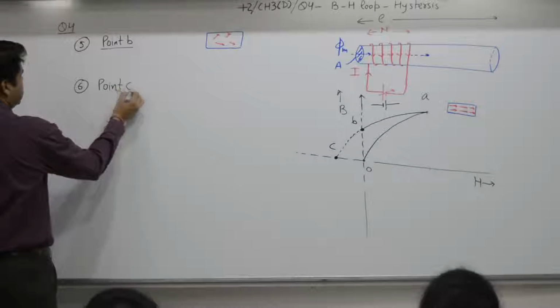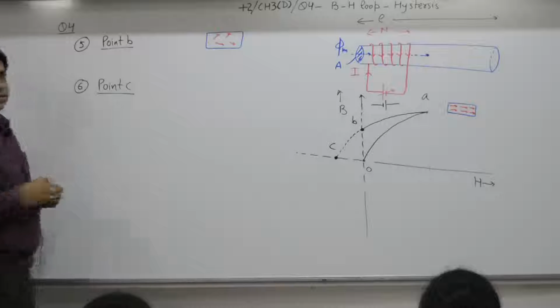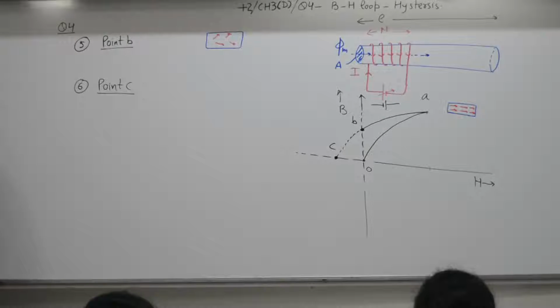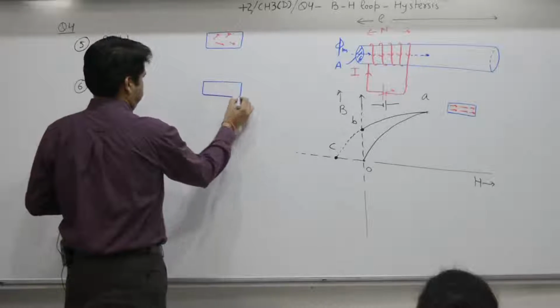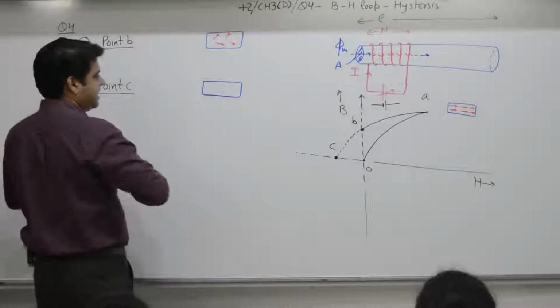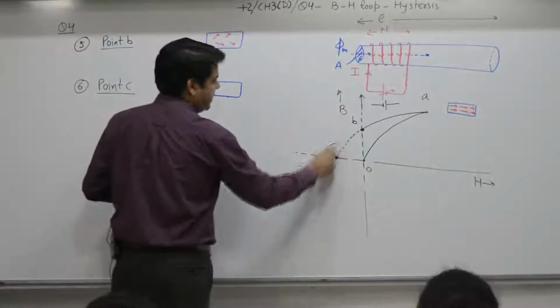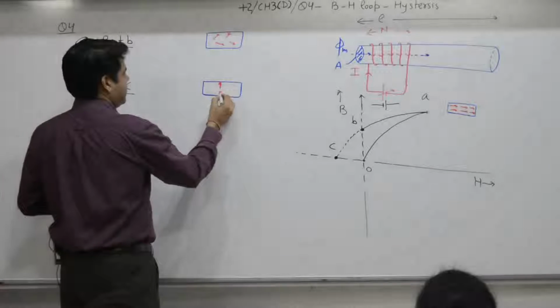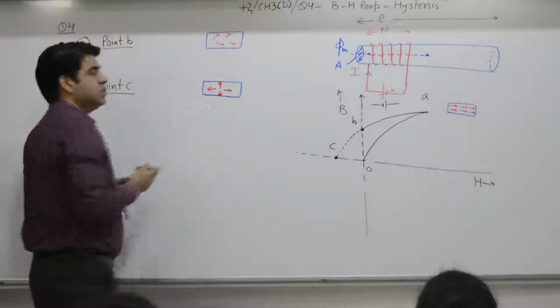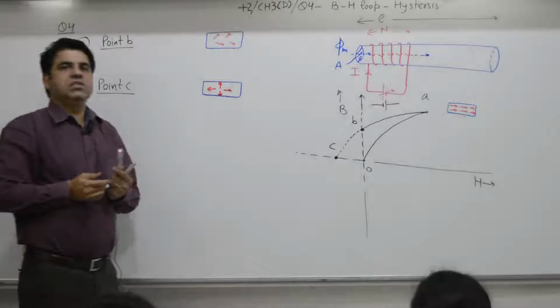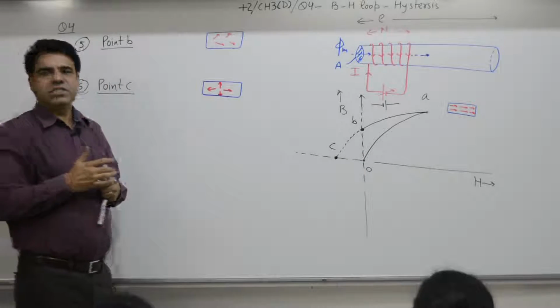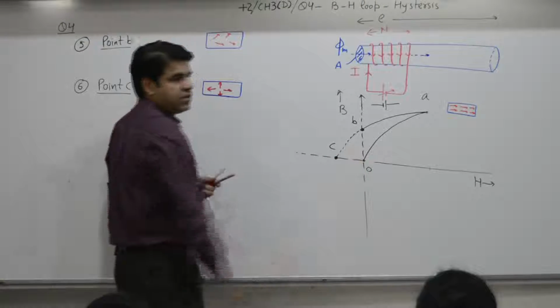What do you have at point C? What is the result at C? What is the value of B at C? 0. And it is the same as that original position O, but you will have to apply H negative.